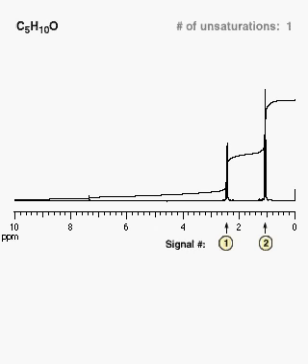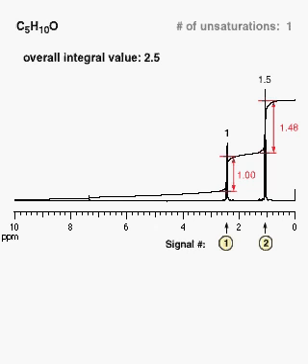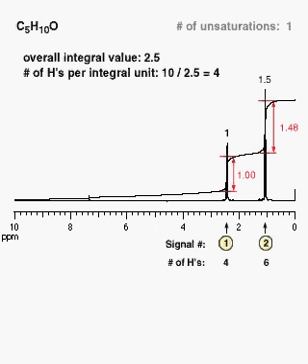The integral values for the two signals are 1 and 1.48. Adjusted to half integers, the integral values are 1 and 1.5, and the overall integral value is 2.5. Since there are 10 hydrogens per molecule, one integral unit equals 4 hydrogens. The first signal represents 4 hydrogens, and the second signal represents 6 hydrogens.